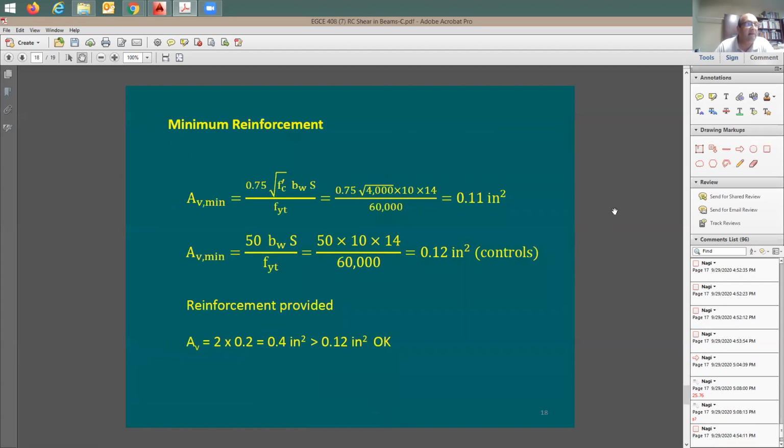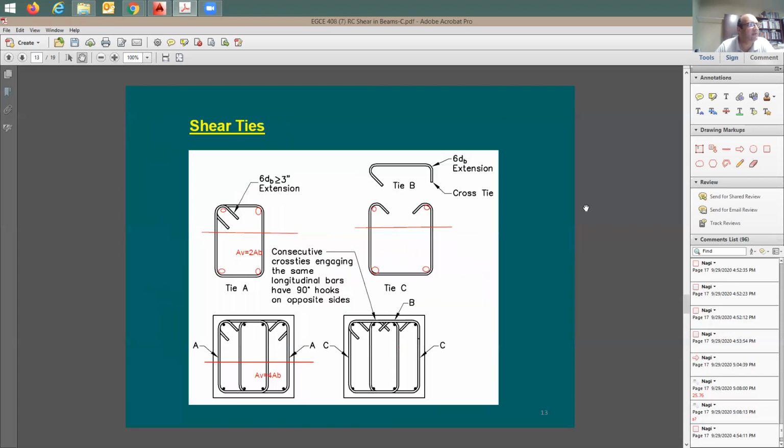Thank you. Now I'd like to check here the minimum reinforcement, right? For shear. I have these two equations. You guys have seen it. Where are these two equations? I'm going to go back here to VS.